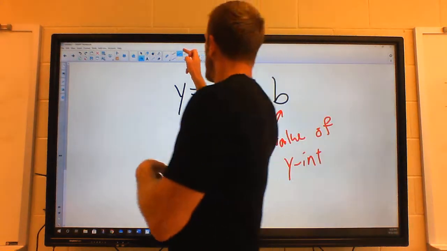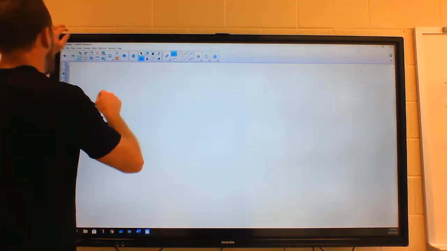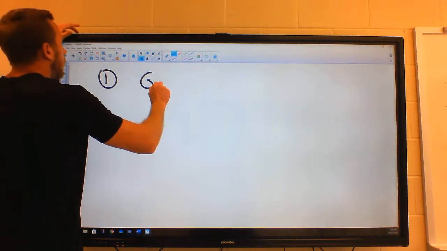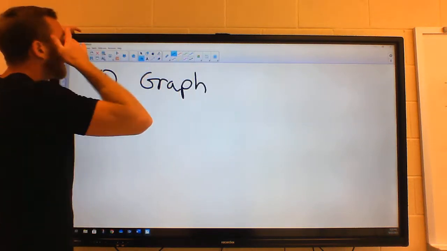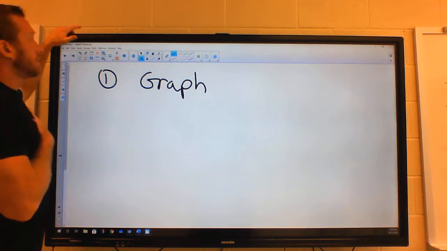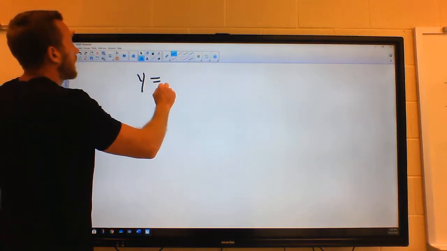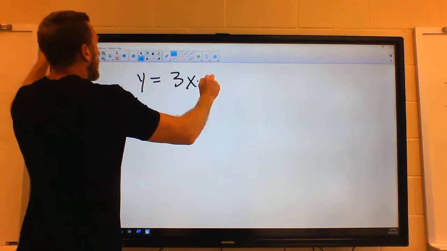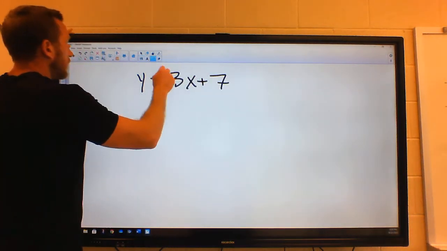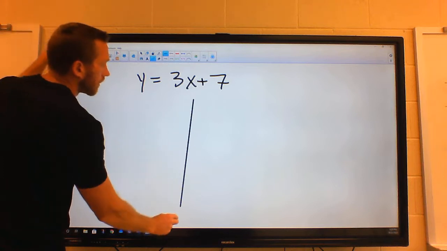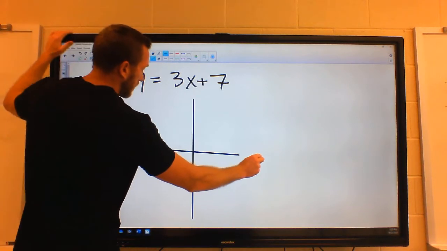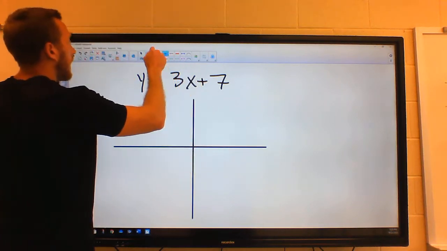Okay, so for example, let's talk through some skills that we need to be able to do. One, we need to be able to graph if given the slope and intercept, or if given a function. So if we had y equals 3x plus 7, let's practice this several times. Okay, let me draw my axes. Those are my x and y axes.